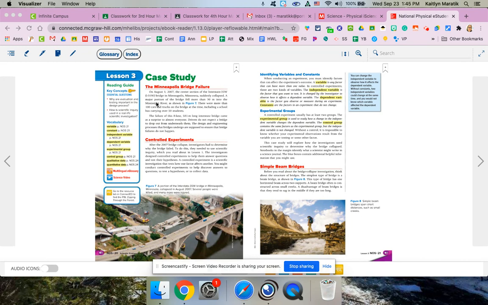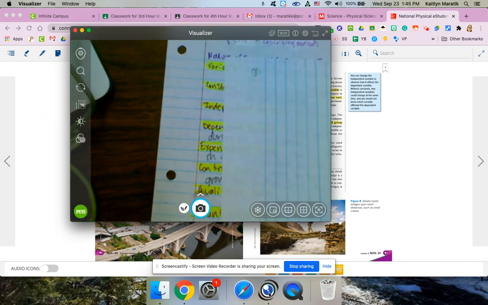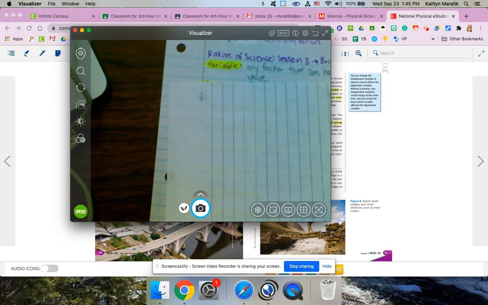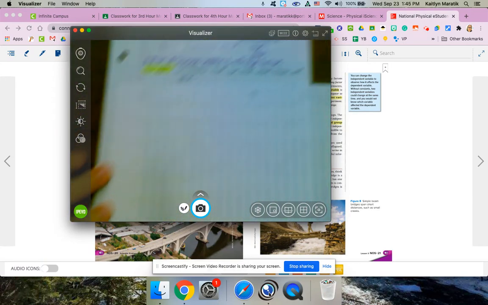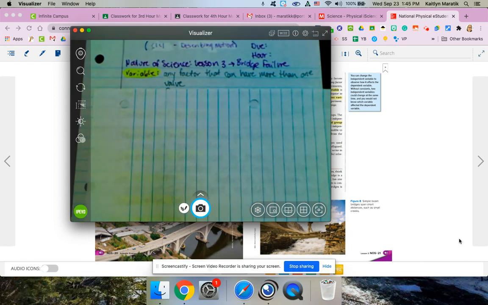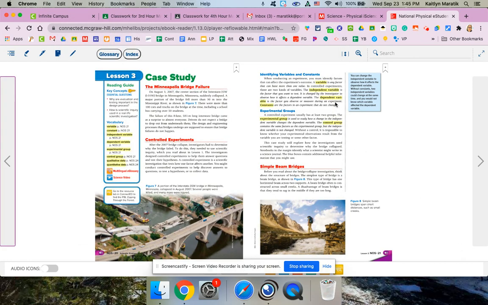So, identifying variables and constants. When conducting an experiment, you must identify factors that can affect the experiment's outcome. A variable is any factor that can have more than one value. We're going to need to add that to our vocab. So, at this time, pause the video, and you can add that after variable. So, mine says any factor that can have more than one value. Continuing then, pause the video if you need to.